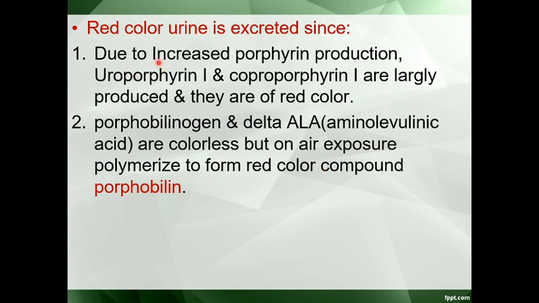Red urine is excreted because, due to increased porphyrin production, uroporphyrin 1 and uroporphyrin 3 are largely produced, and they are red in color. Porphobilinogen and delta aminolevulinic acid are excessively produced but are colorless. However, if the urine is left in air, after some time you can note the color in the patient's urine. It will be red because on exposure to air and light they polymerize to form the red compound porphobilin.